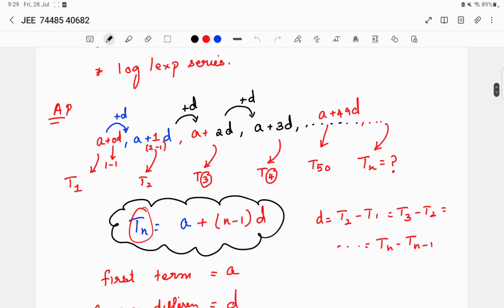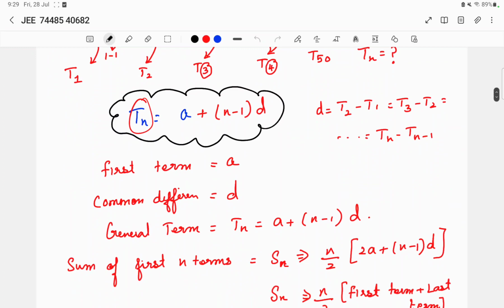So as I told, what is AP first? So it is A, we have to add by a fixed number, so we are taking that fixed number as D. So we have A, then the second term A plus D, A plus 2D, third term. In third term the coefficient of D is 2, which is 1 less than 3. So in the nth term it will be A plus n minus 1 into D.